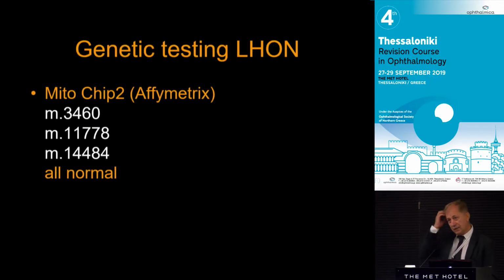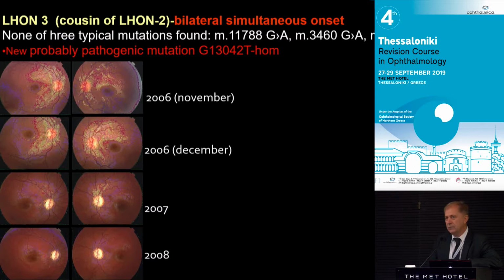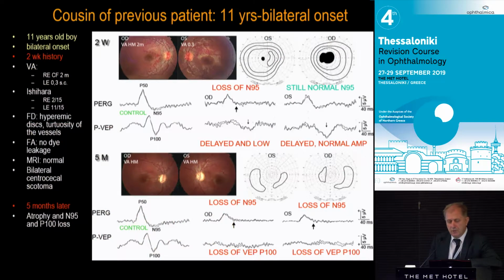Now this gentleman said, okay, I told him probably it's Leber's, and he said, well, doctor, you don't know what's wrong with me. He was a very defiant patient, and I said, look, I can't argue with you. We'll do genetic testing, and we did genetic testing on the 3 typical mutations, which came all negative. So we did additional mitochondrial genome sequencing and actually found a new mutation that affected this patient. And interestingly, a couple of months after that, his cousin, who was younger than him, appeared with the same clinical picture and the same mutation.